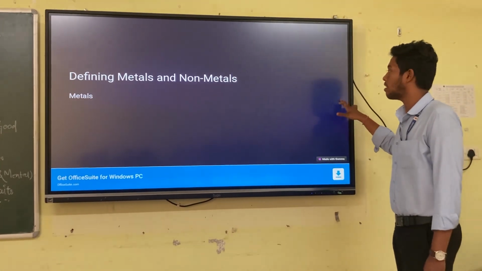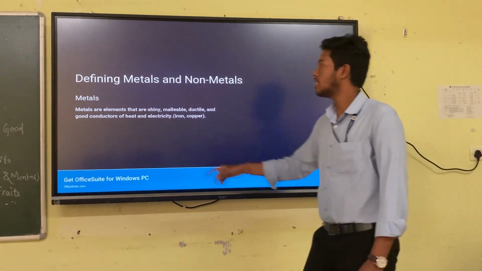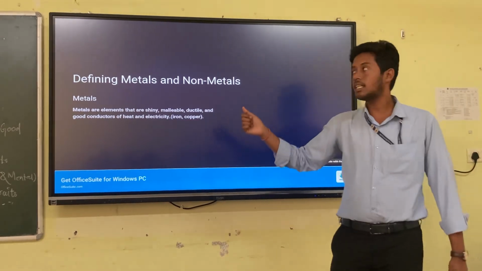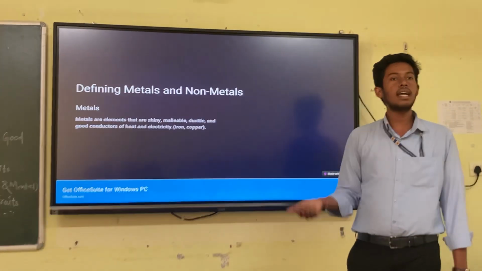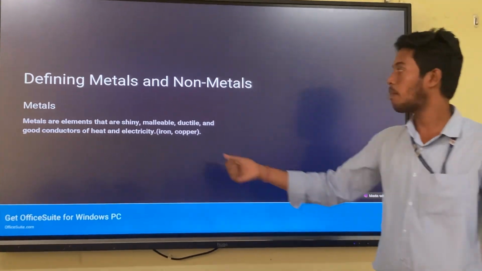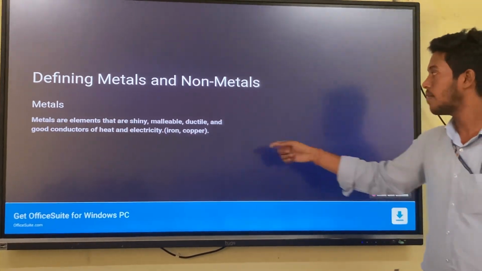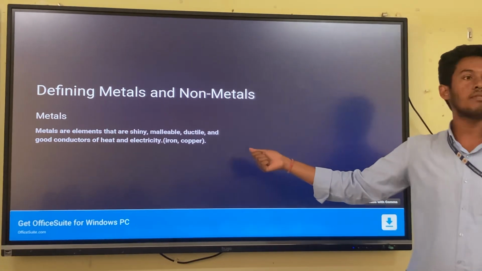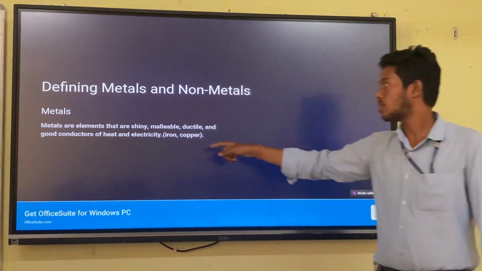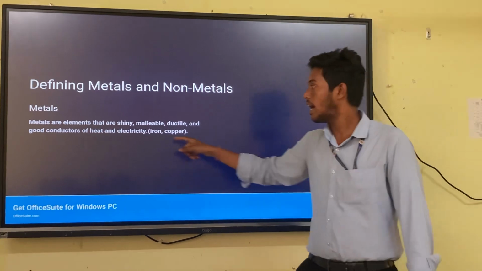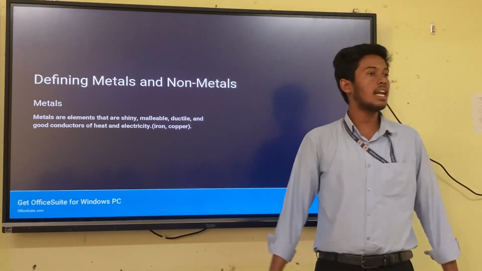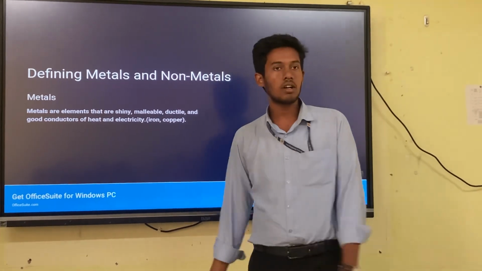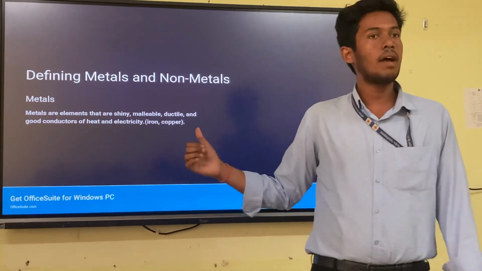Let's define metals and non-metals. Metals are elements that are shiny, malleable. We've seen that we can make sheets out of metals. That property is called malleable. We'll discuss further. Now there is ductile. We can make wires. You saw the image of copper wires. So that characteristic is ductile, and metals are good conductors of heat and electricity. I am unable to show how they are good conductors of electricity. Further in the video, I am going to show that.